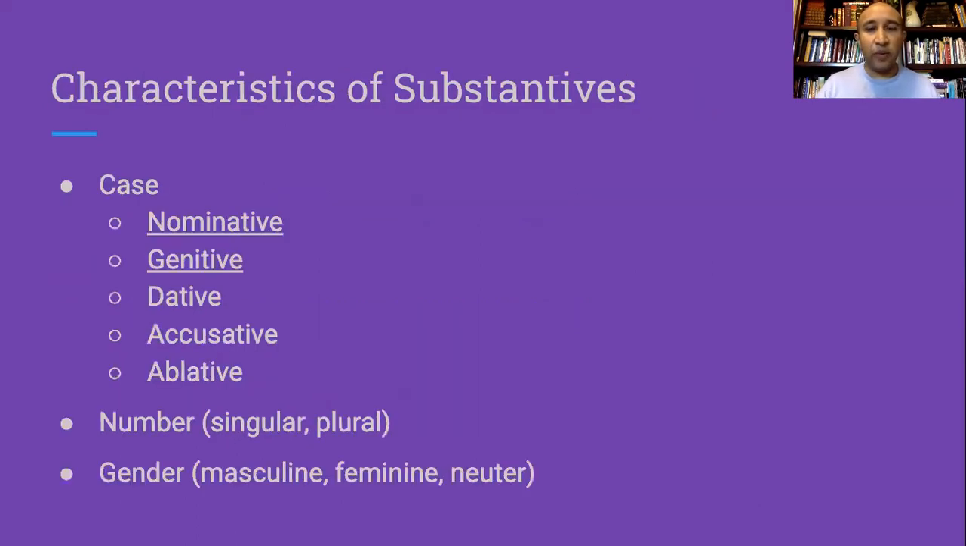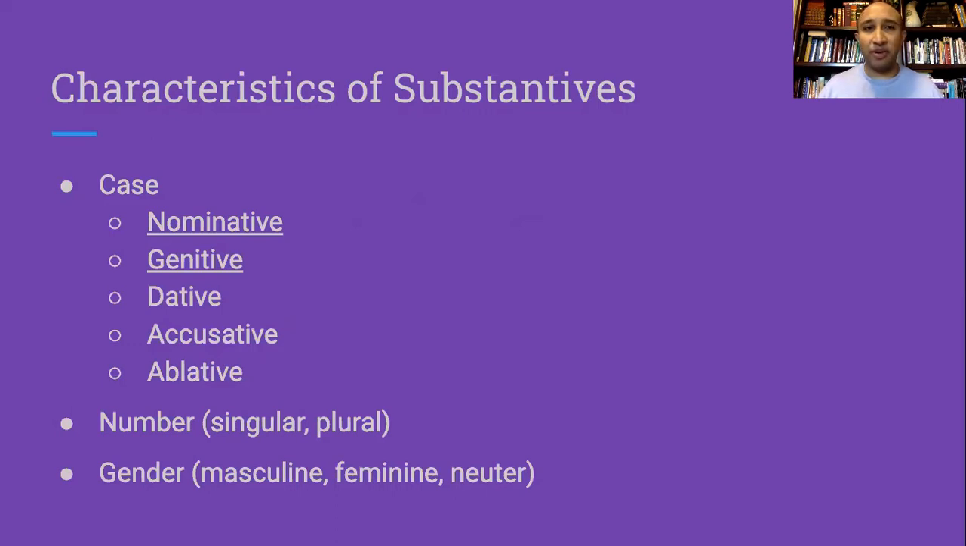Okay, so before we get into those rules, one thing we need to know is what possibly can change with substantives. So substantives have three fundamental characteristics. They have case. So case tells you what the function of that substantive is in the sentence. There's the nominative, genitive, dative, accusative, and ablative cases. These are the five most common cases in Latin. Okay, and we're going to talk about the first two, the nominative and the genitive, by the time we get to the end of this talk.